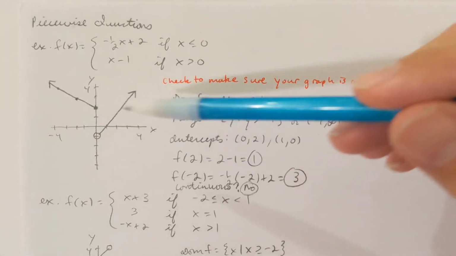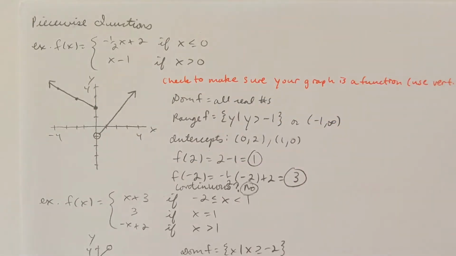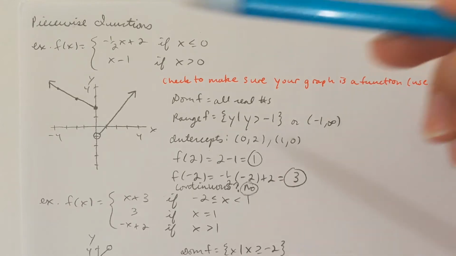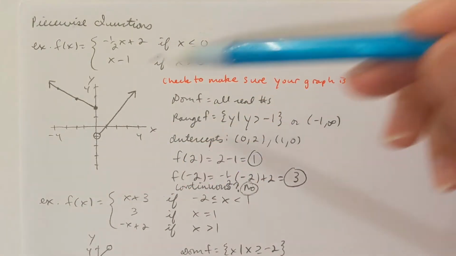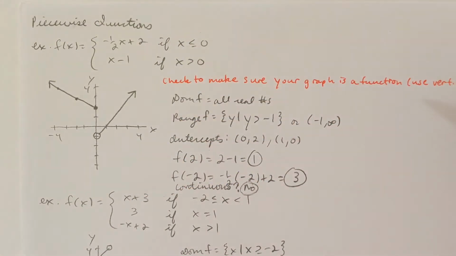Notice how what I've got now passes the vertical line test. And that's critical for a piecewise function. For f of x to be a function, I've got to pass the vertical line test.